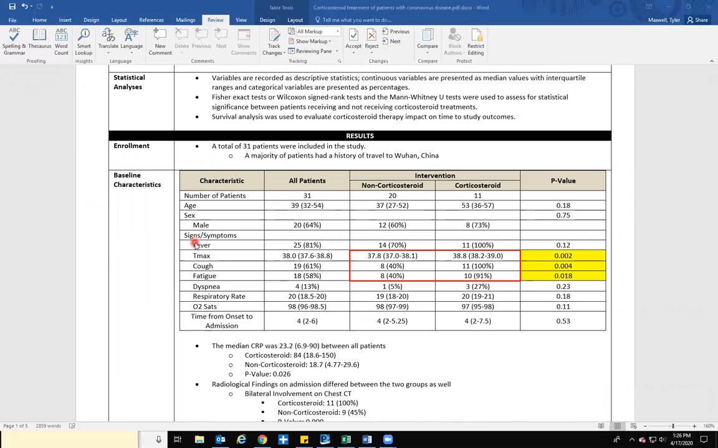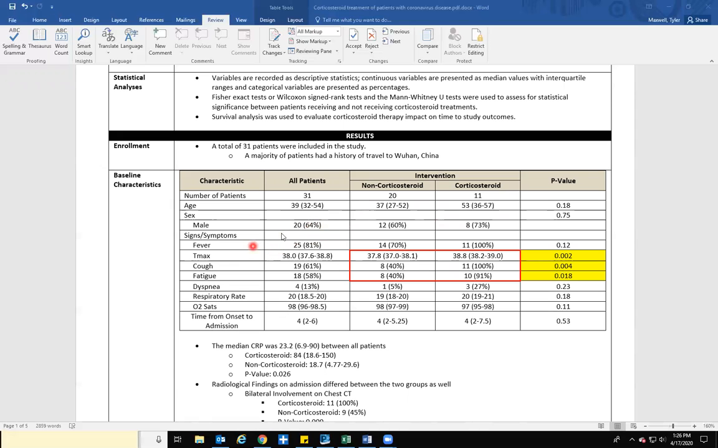So looking at the baseline characteristics here, again, there were 31 patients. The average age was about 40 years old, though there was some difference between non-corticosteroid and corticosteroid treatment groups. This difference was not significant, though. A majority of the patients were male.